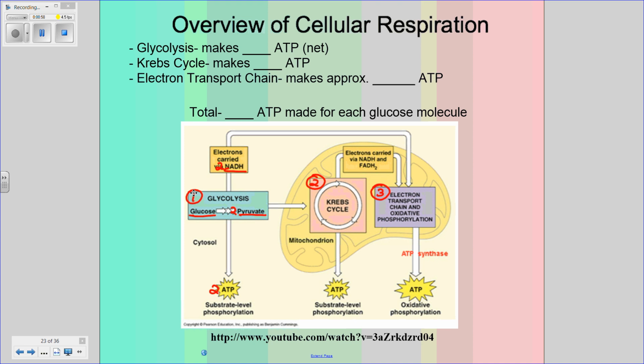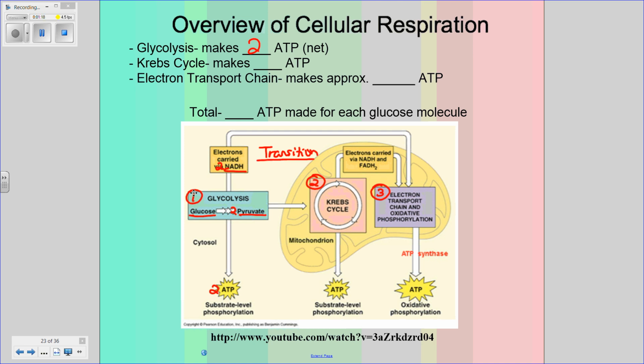Now, ladies and gentlemen, the 2 ATP, let's start keeping track of how many ATP we're making total in this process. So 2 net for glycolysis. Now, even though it doesn't, don't forget about the transition step.